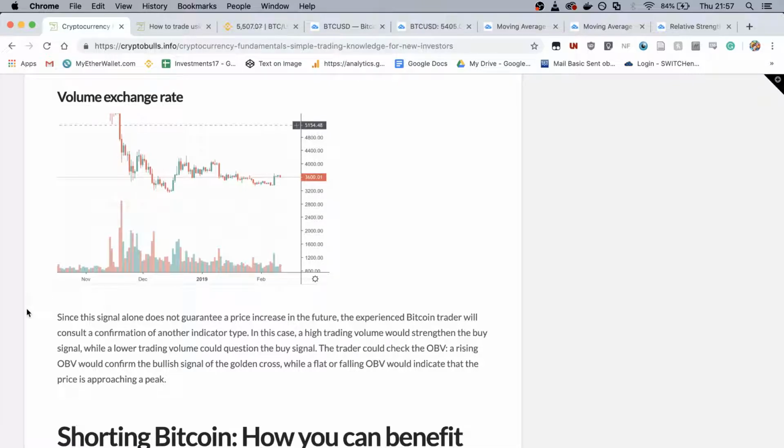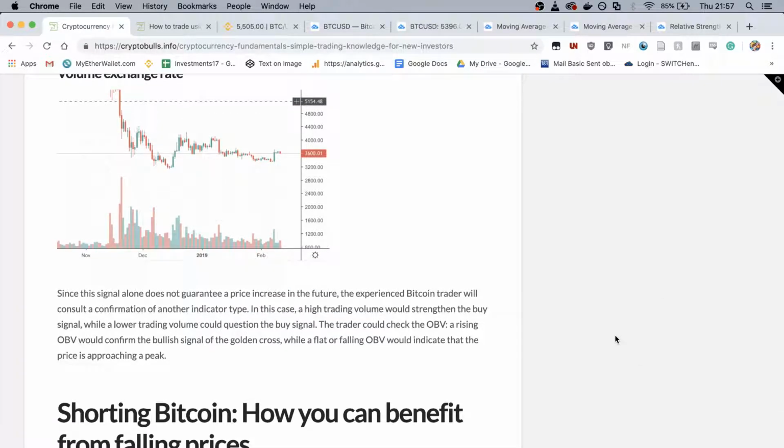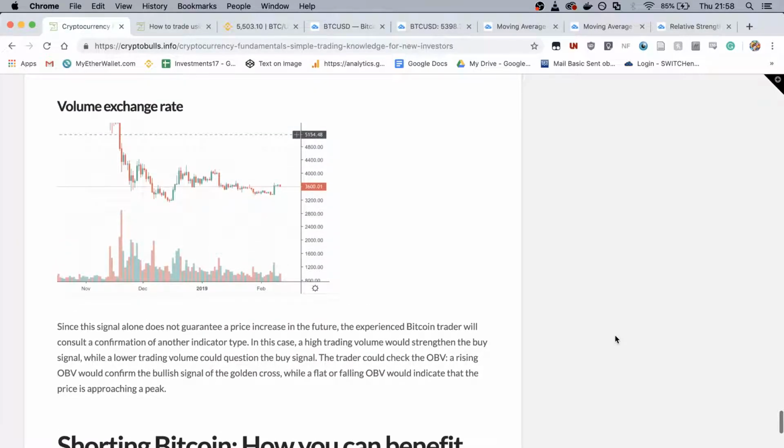The last one I want to talk about is volume exchange rate. Even though this indicator is not as important on its own, it's still a very important indicator. It doesn't guarantee a price increase in the future, but you can consult it with another indicator and use it as a confirmation. In this case, a high trading volume would strengthen the buy signal, while a lower trading volume could question the buy signal. And also, if the price is on a support level, then a low volume might signal that the price might drop below that support level, since you need a good volume to go to the next resistance.